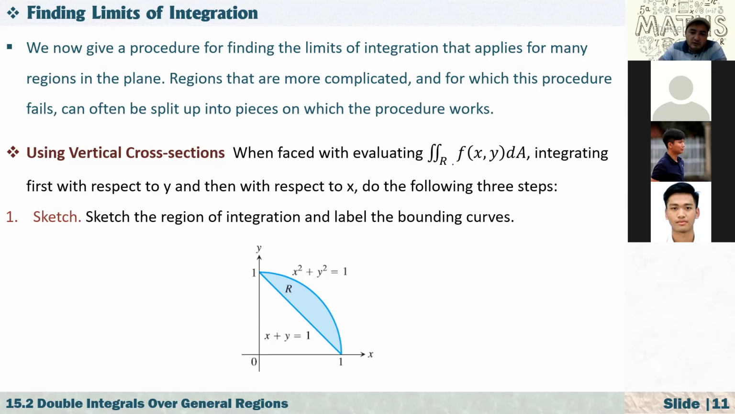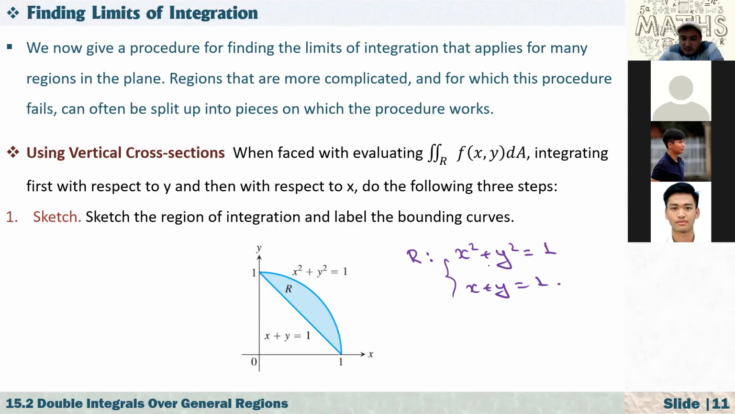When faced with evaluating this double integral over the region R of f, integrating first with respect to y and then with respect to x, do the following 3 steps. Okay, number one, we have to sketch the region of integration and label the bounding curves. And suppose that our region is given by these two equations, x squared plus y squared is equal to 1, and x plus y is equal to 1.